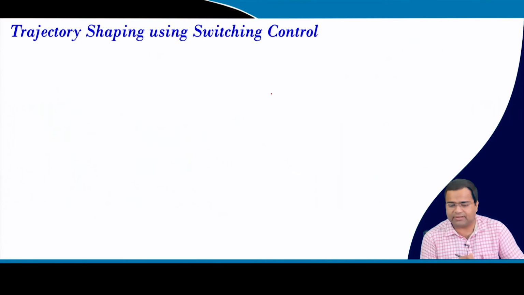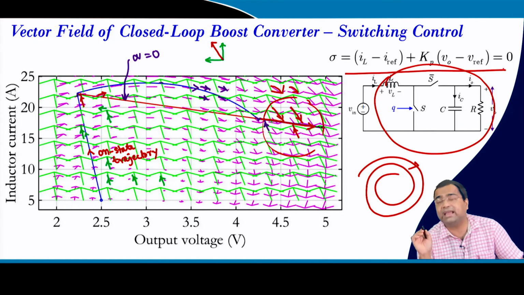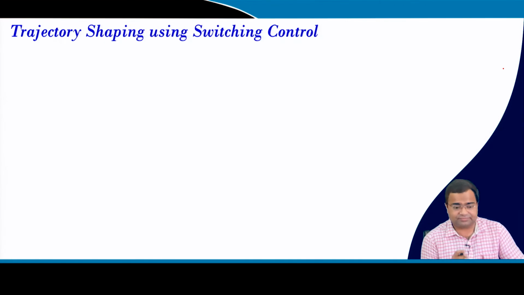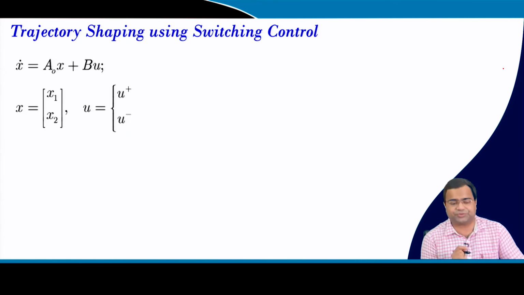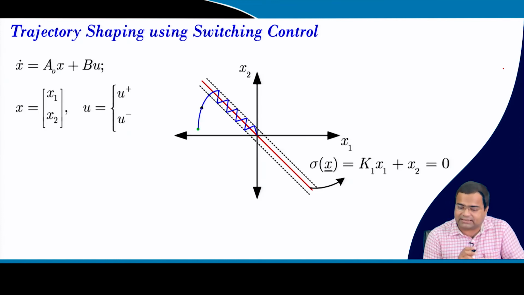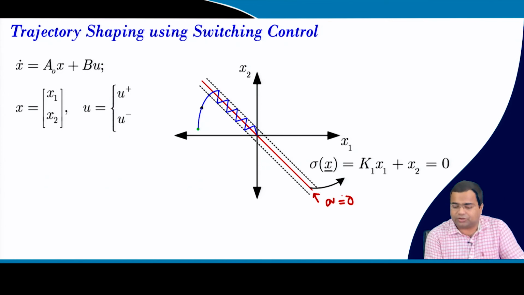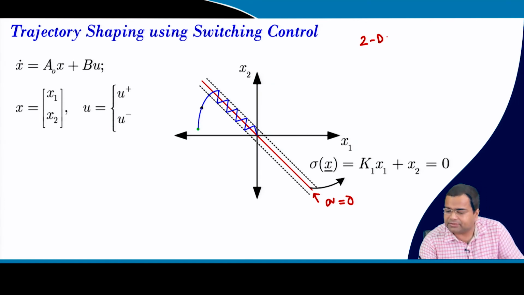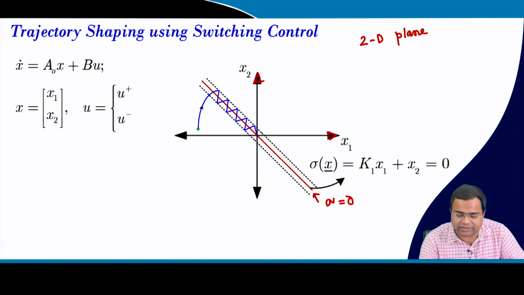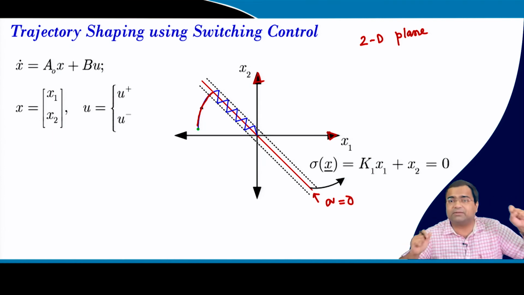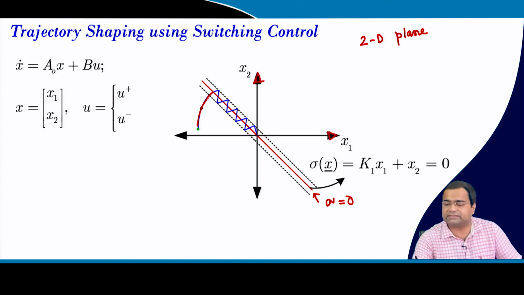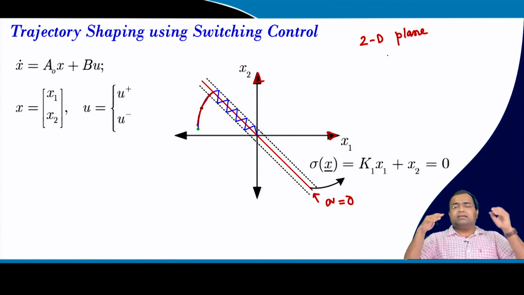Here also we will have a surface, the same thing that we discussed for a buck converter. So, trajectory shaping within switching control is the best way, as we discussed, if we want to get a motion where sigma equal to 0. For a two-dimensional plane, because it consists of x1 and x2, I want the initial condition to slowly come, hit this red line and remain on the line. In the two-dimensional plane the switching surface sigma equal to 0 indicates just a straight line.